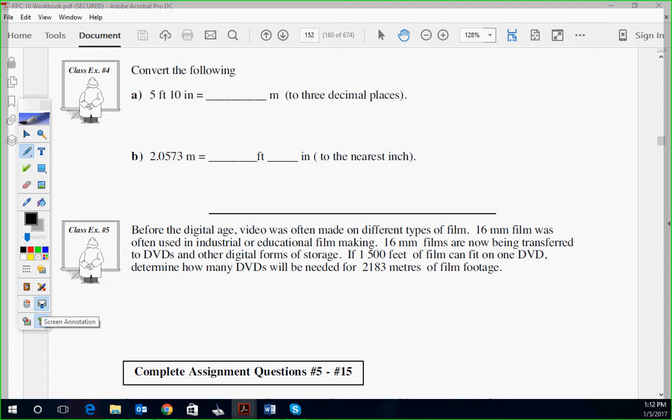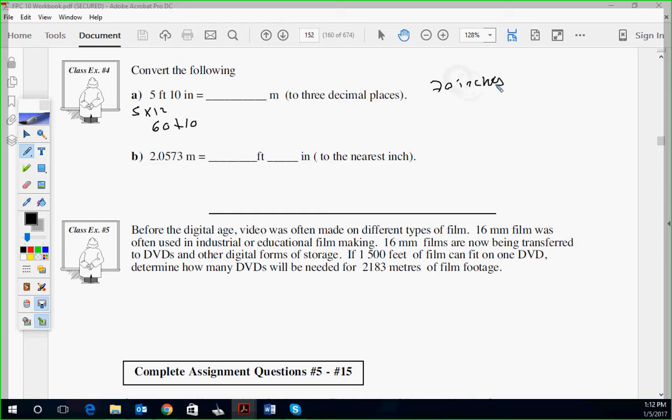Convert the following: 5 foot 10 inches to meters. Okay, so 5 foot 10 inches. What's the first thing you think you want to do here? Yeah, get it all in one. Okay, all in inches? Sure. So if we do inches, this would be 5 times 12 is 60 plus 10. So now we know we're dealing with 70 inches.